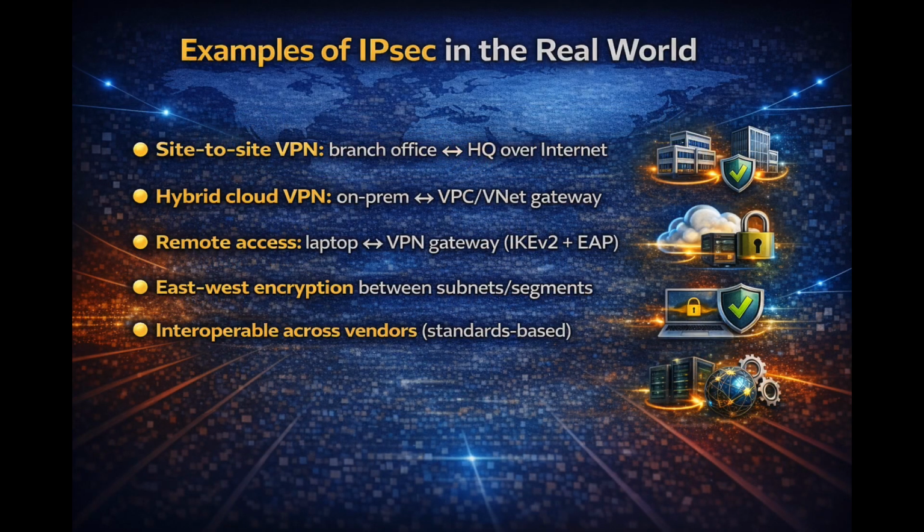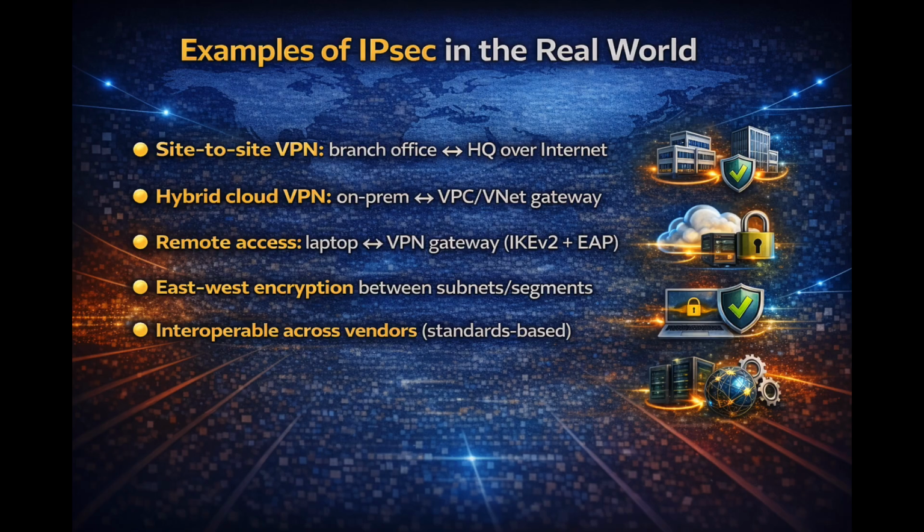Let's end with where you'll actually see IPsec. First is the site-to-site VPN. Two networks connect through gateways, and users don't need special software because the gateways handle the tunnel. Second is hybrid cloud. Many organizations build an IPsec tunnel from an on-prem firewall to a cloud VPN gateway, so private subnets can communicate securely.